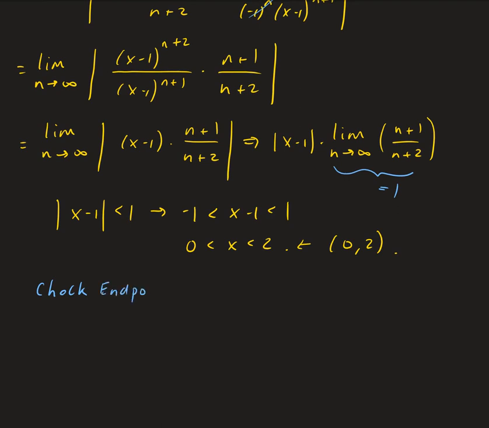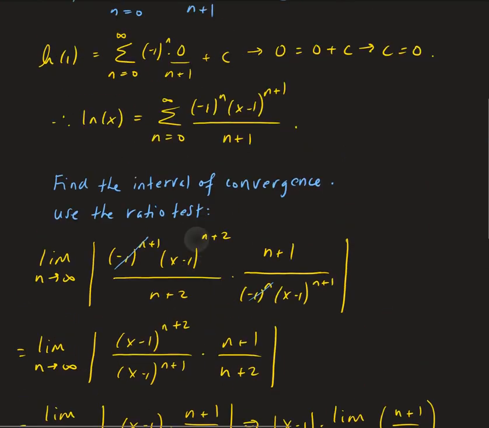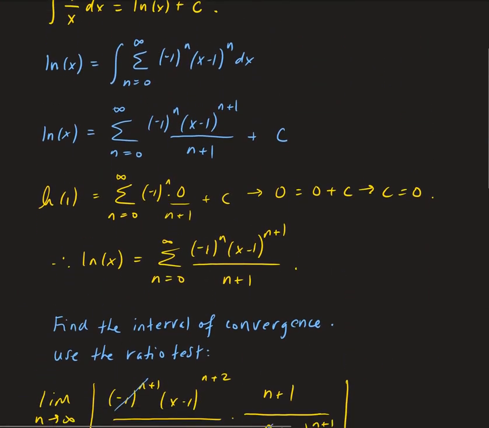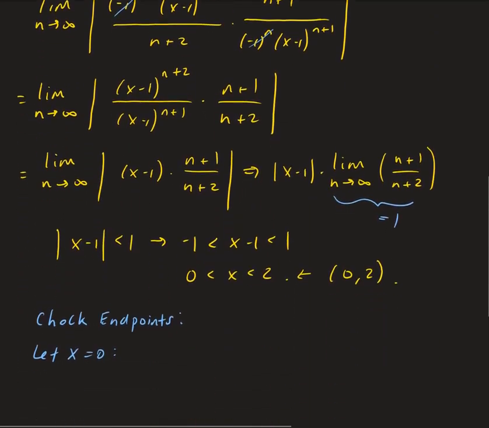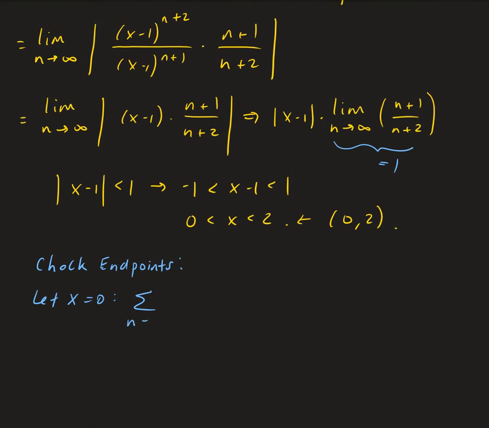Endpoints. So first one is to check the endpoint of 0. Let x be equal to 0. So we're going to plug that back into our series. So we're going to get the summation from 0 to infinity of minus 1 to the n times negative 1 to the n plus 1 over n plus 1.